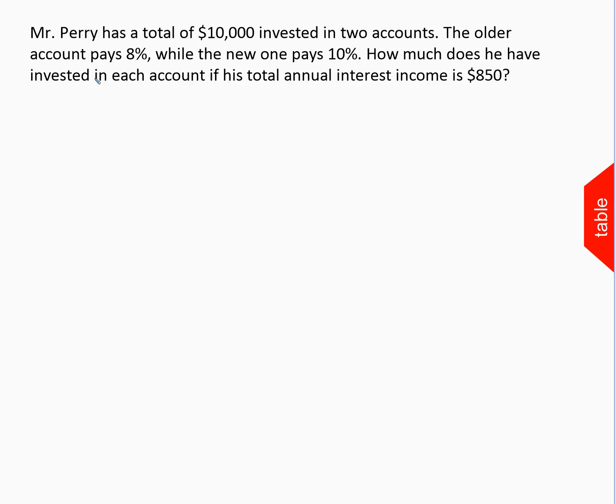Well, we're trying to figure out how much is invested in each account. In the past, we would say maybe x is in one and then 10,000 minus x is in the other, but now that we have systems of equations, we can just use 2 variables. So we might say x is the amount in one account, and they describe these as the older and the newer. And then we could use y is the amount in the newer account.